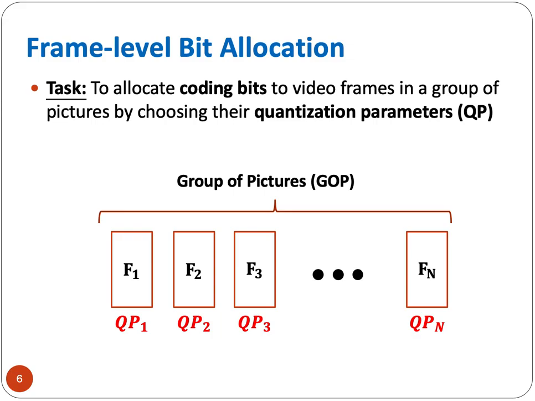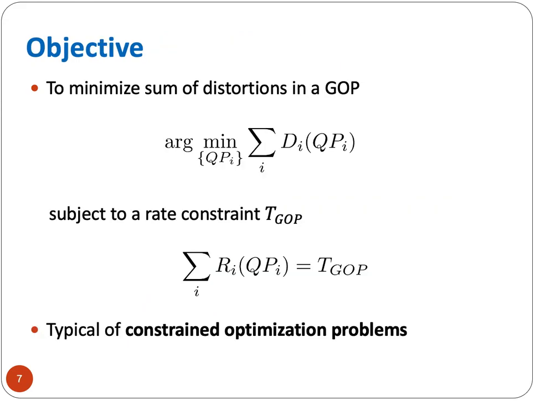Our task is to encode a group of pictures subject to a rate constraint. The question is how to perform bit allocation among these video frames such that the sum of the distortion is minimized while satisfying the rate constraint. In fact, we allocate bits by choosing their quantization parameters. The objective function can be written as the arg min of the sum of the distortion of a group of pictures subject to the rate constraint. And this is a constraint optimization problem.